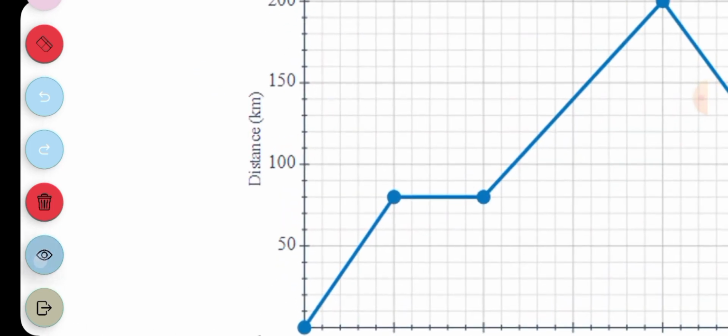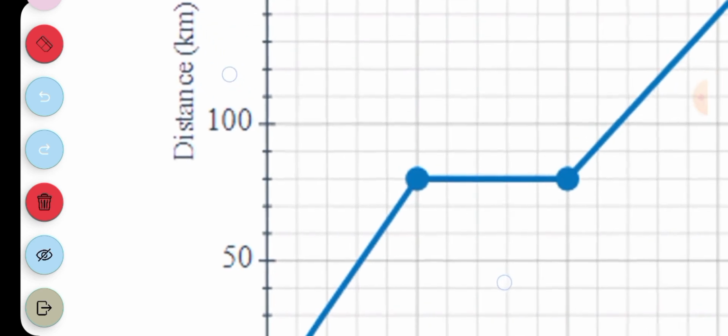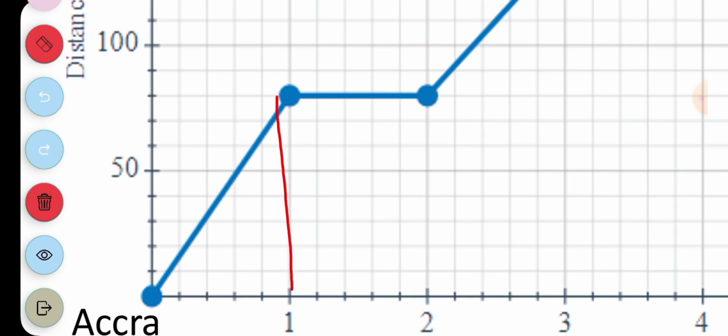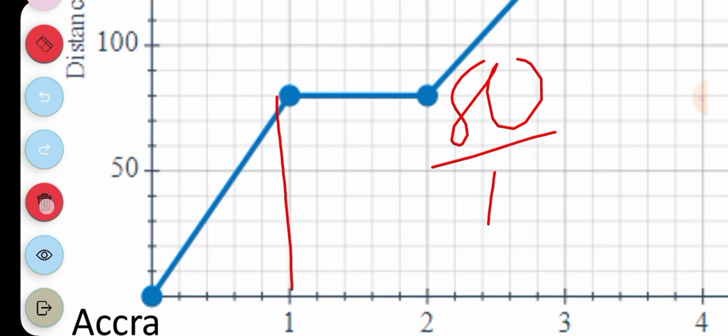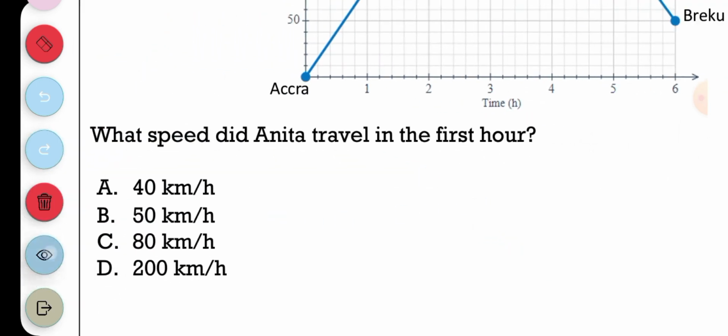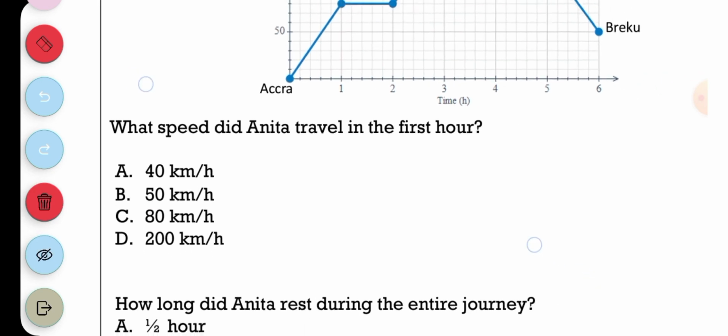So in the first hour, she traveled, and you see that for this you need to really zoom in to be able to get your answer. So we zoom in more. So this is 50, this 60, this 70, this 80, this 90, and that's 100. So she traveled 80 kilometers. It's 1 hour. So if it's 1 hour, 80 divided by 1, you're going to get 80 kilometers per hour. So the answer to this question is C, 80 kilometers per hour.